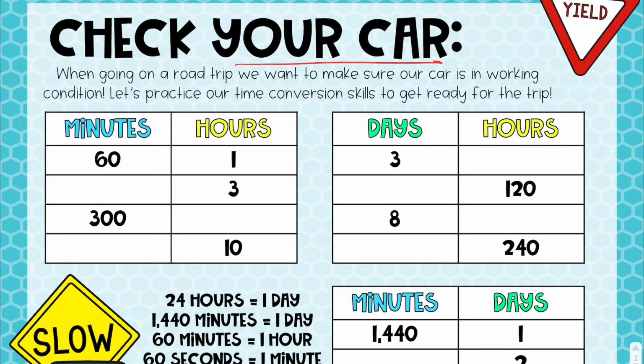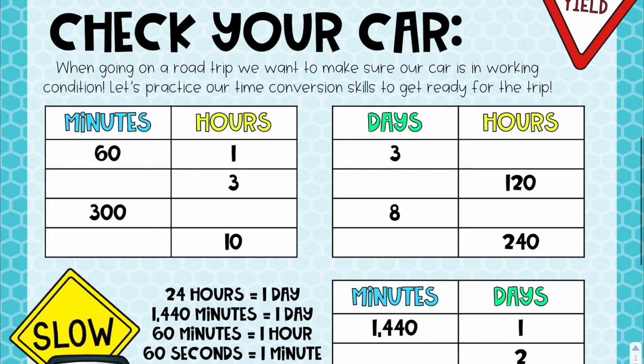When going on a road trip, one of the most important things you have to do is check your car. So for us, we are going to check our digital car by checking our time conversion skills. So we're going to practice a few time conversions, so from minutes to hours, days to hours, and minutes to days, and see if our vehicle is ready for us to travel all around the country.